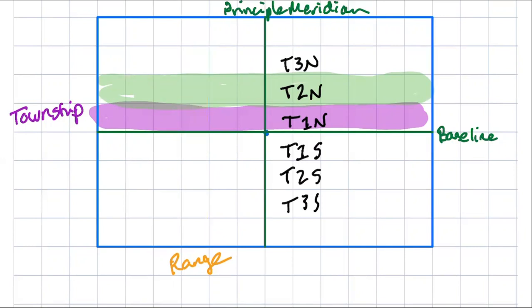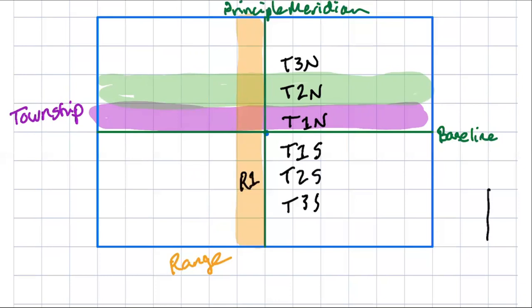The same thing happens on our ranges. I kind of messed up that by not highlighting, so I'm going to highlight. This range right here is left of the principal meridian by 1 notch. So again, instead of writing the whole word range, it would be R1. And now you have to make a decision. Is this east or west?